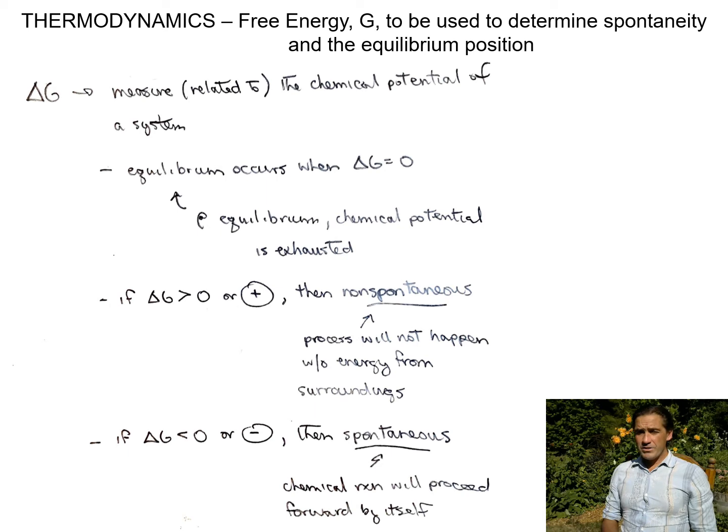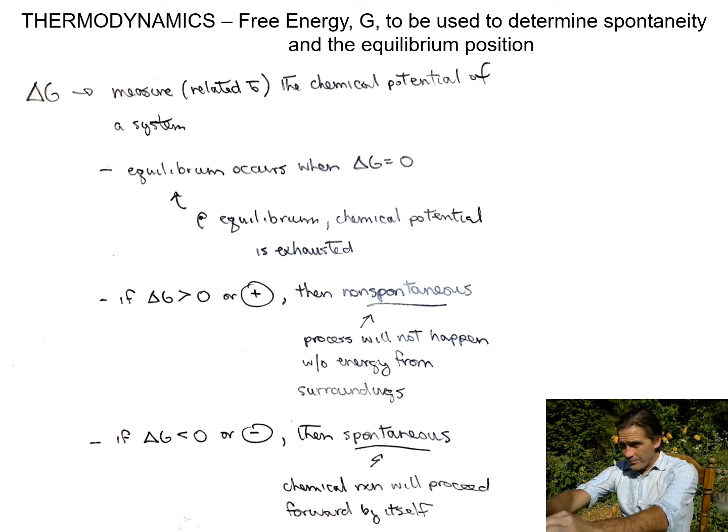Delta G also is implicated in equilibrium, and delta G tells us where the equilibrium position is in a chemical reaction and lets us know when we are at equilibrium. We are at equilibrium when delta G, when the chemical potential, goes to 0.